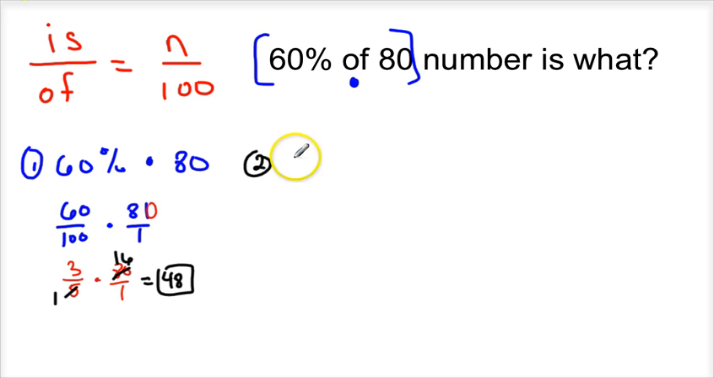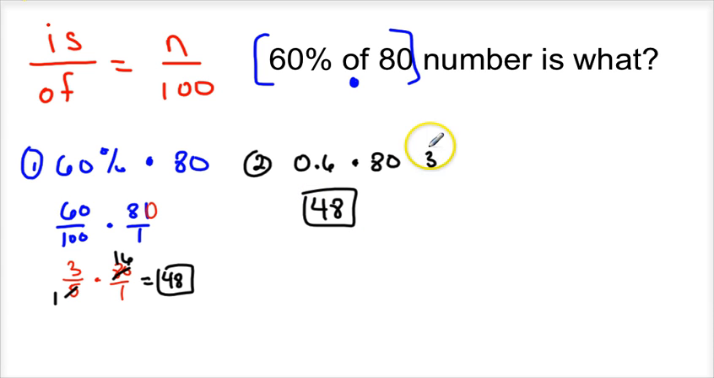2, 60% of 80. Again, we could turn 60% into a decimal. So this is 0.6 times 80. Do the multiplication, and again, you should see you get an answer of 48. And again, the third way is now with our percent proportion, is over of equals n over 100.